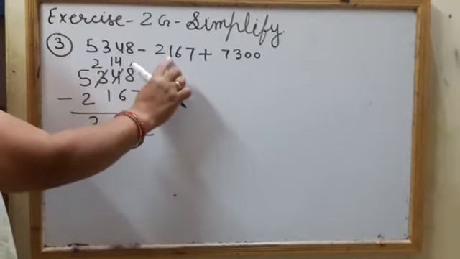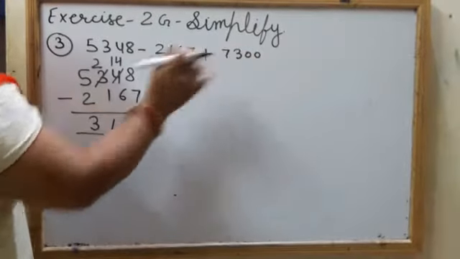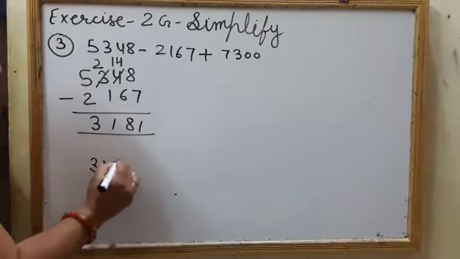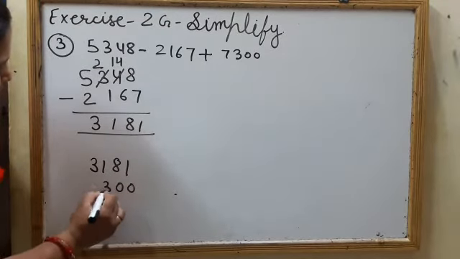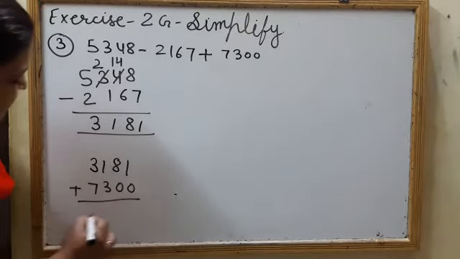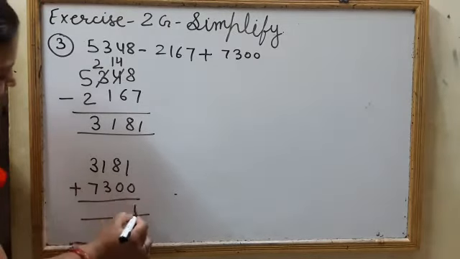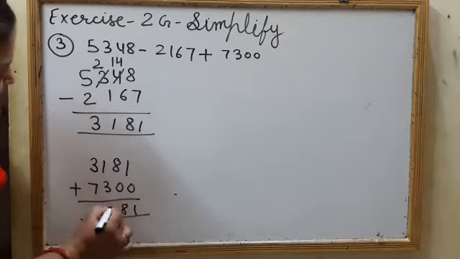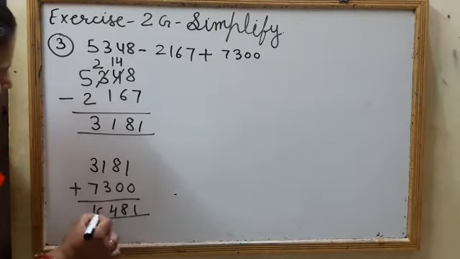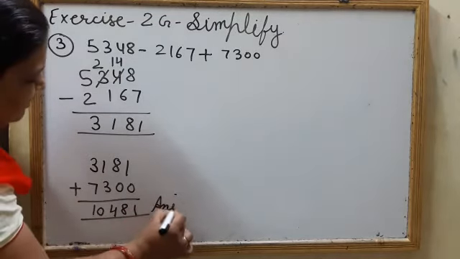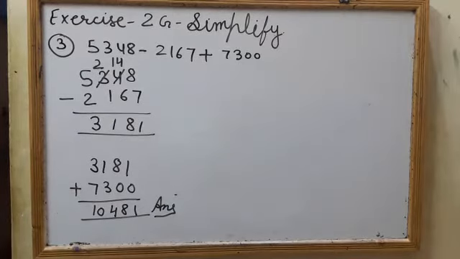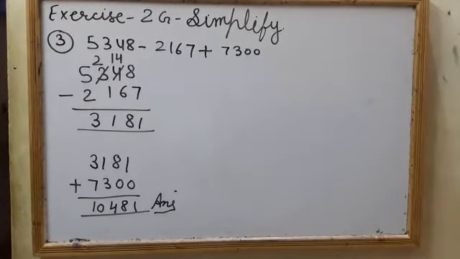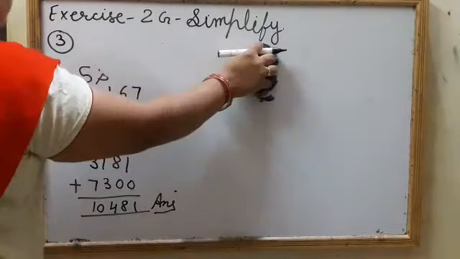Now whatever answer we got from this, we will add to that number like this. 3181 and 0, 0, 3, 7 will be added to this. 1, 8, 3 and 1 is 4, 3 and 7 is 10. This is our final answer. In this way, we will solve all the questions. I will tell you by solving one more question. We will solve the 8th question.